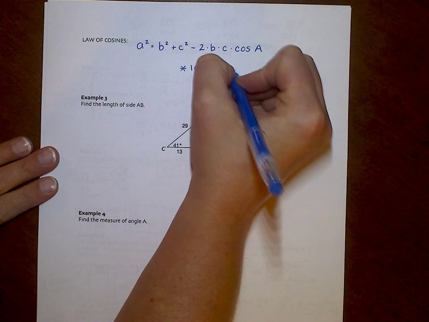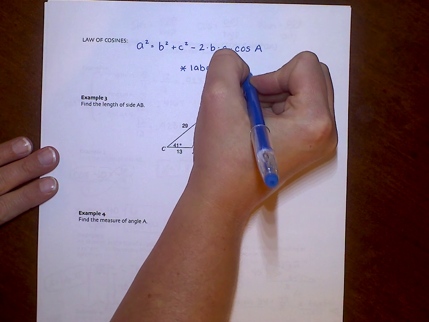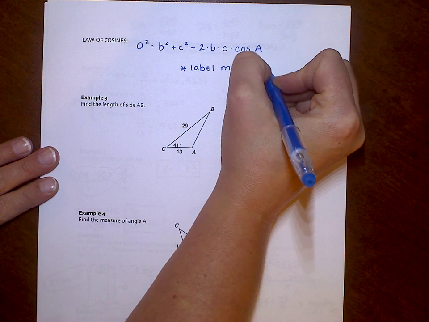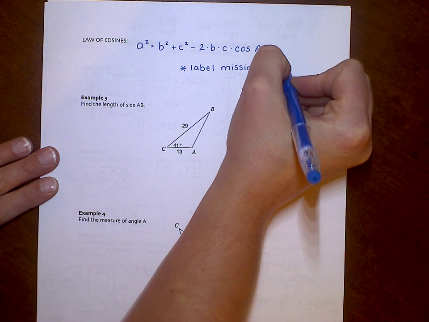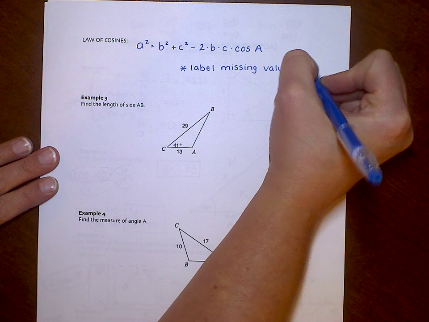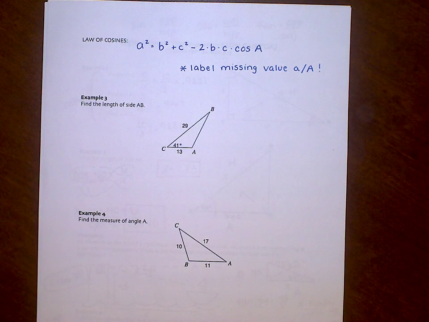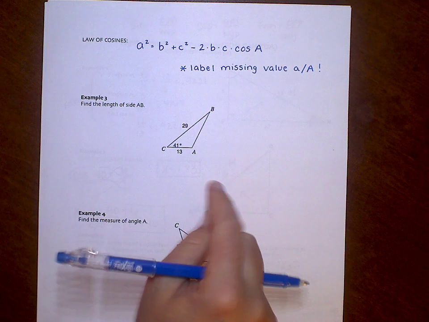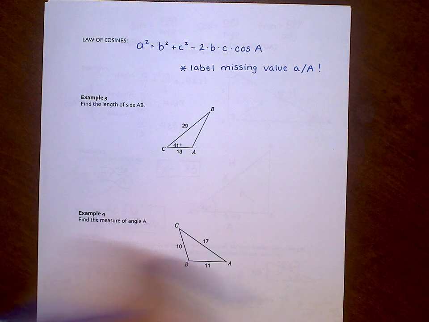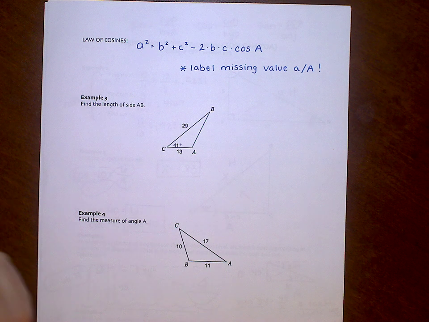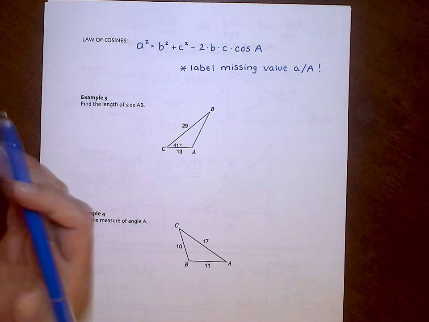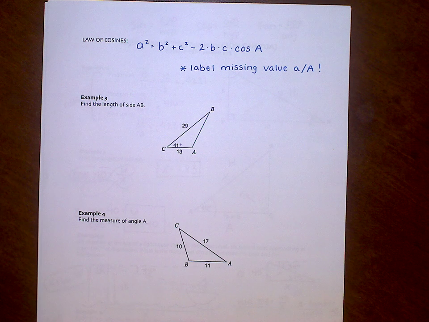Okay, so label the missing value, whether it be an angle or a side, whatever it is you're trying to find, as A or A, depending on whether it's a side length or an angle measure. And sometimes your triangles are going to have letters on it already. Like if you look at these two triangles here, they're already labeled A, B, and C. I would disregard those and re-letter it. Okay, I would make your own letters.